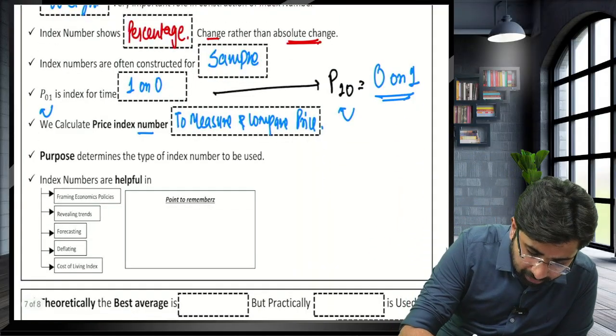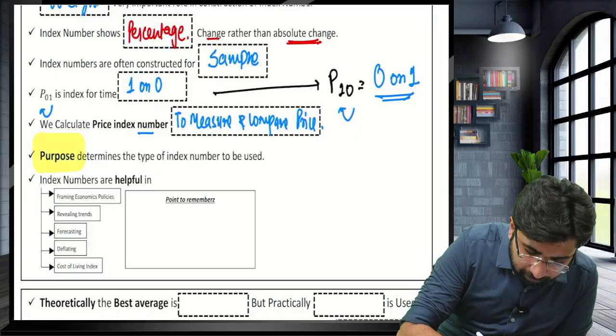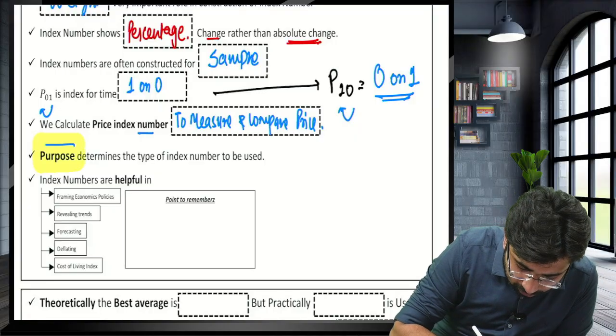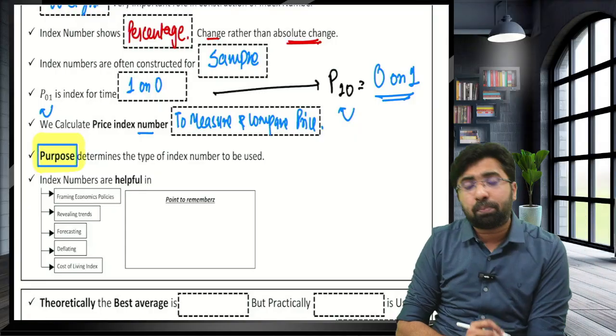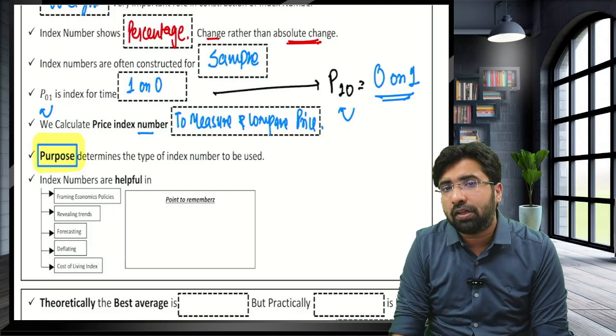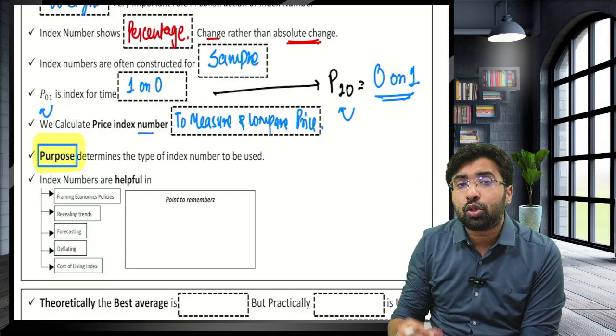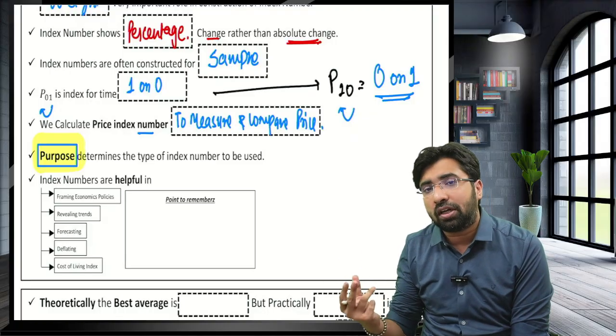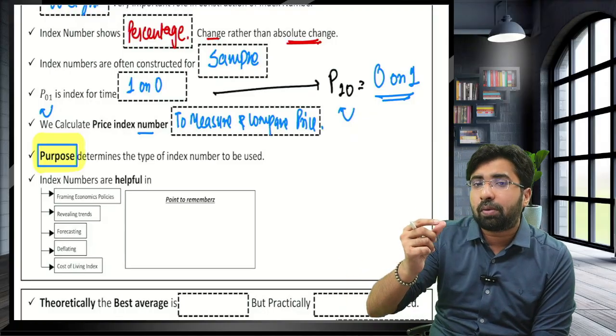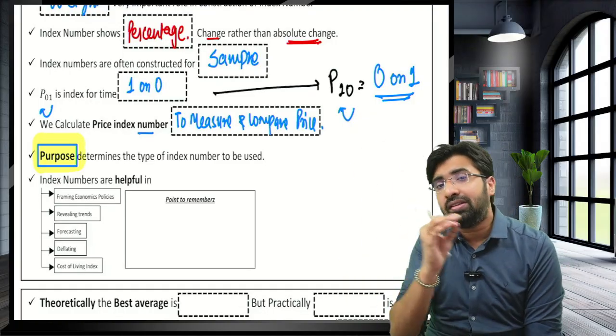Guys, very important concept: purpose. Which index number should I use? Should I prefer the last year method? Should I prefer the base shifting method? Should I prefer the splicing method? Should I prefer the fixed base method, or should I prefer the chain base method? Which method should I prefer in this particular situation? This is decided by the purpose.